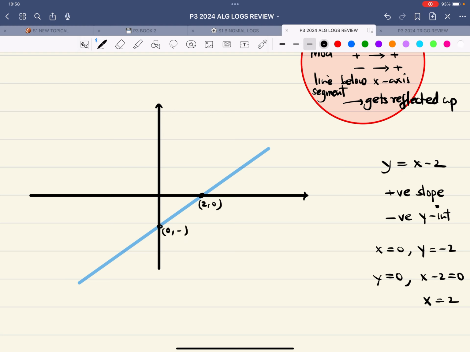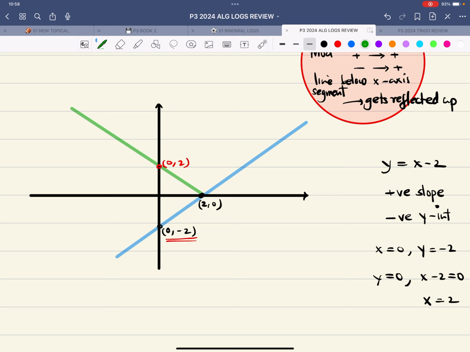Now what will we do? We will reflect this portion. That will be going like this. So this will be reflected up. And let me just take this line and extend it a little bit like this. So there is no limitation as such, except for the fact that this was 2 units down, so it goes 2 units up. So 0, negative 2 actually becomes 0 and 2.